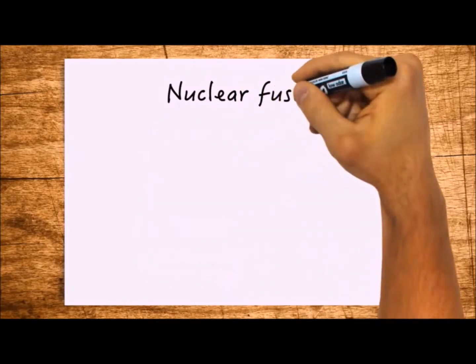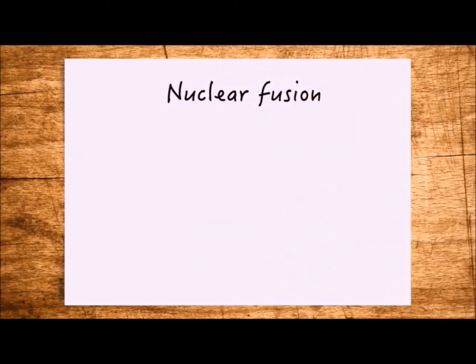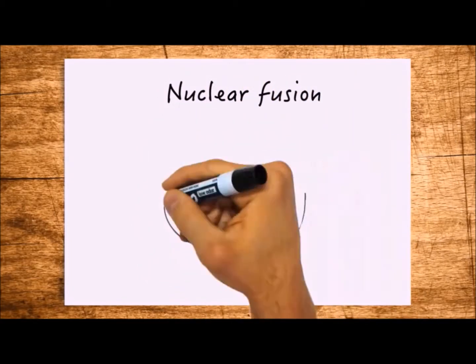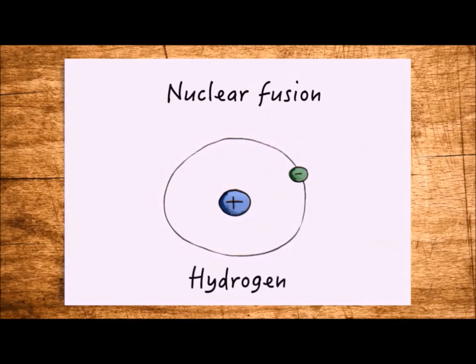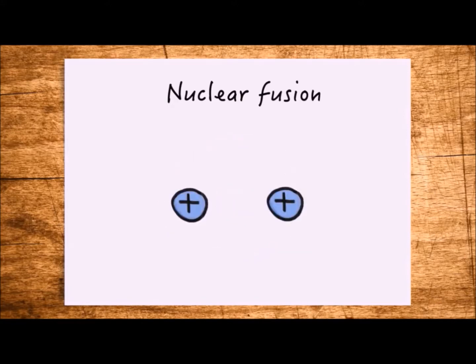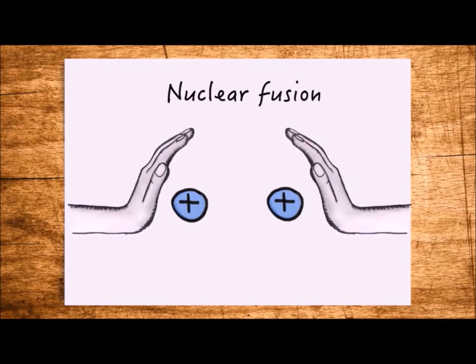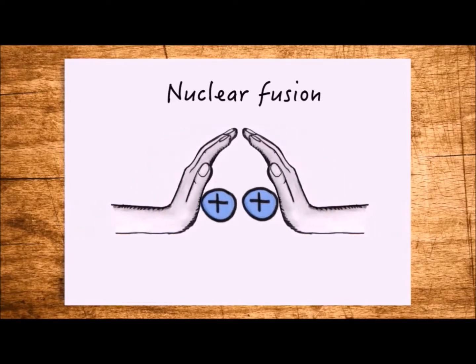Nuclear fusion presents a similar picture, or rather, a mirror image. It only works with small atoms, like hydrogen, for example. The atomic nucleus of the latter consists of only one proton. If one now tries to force 2 of these protons together, these 2 would repel each other due to their equal charge, as in the case of magnets.